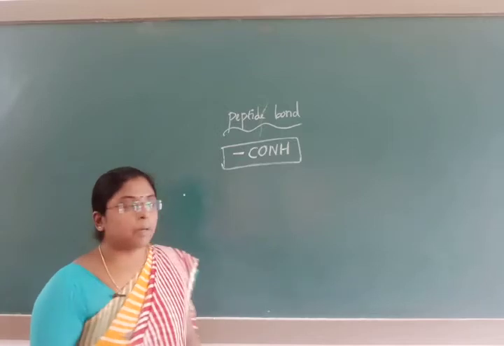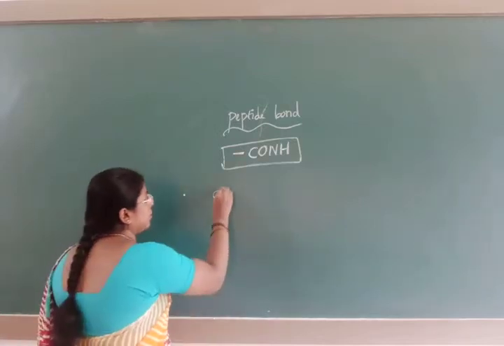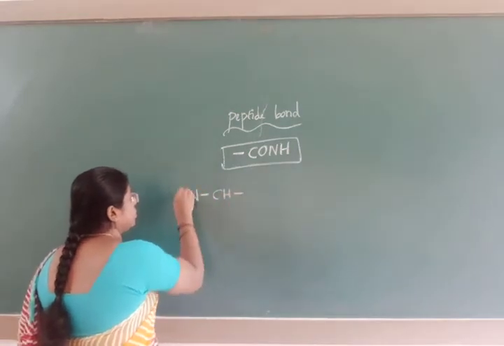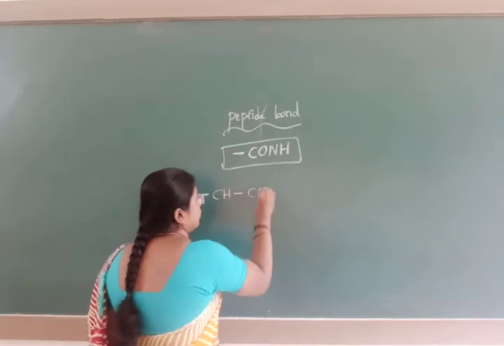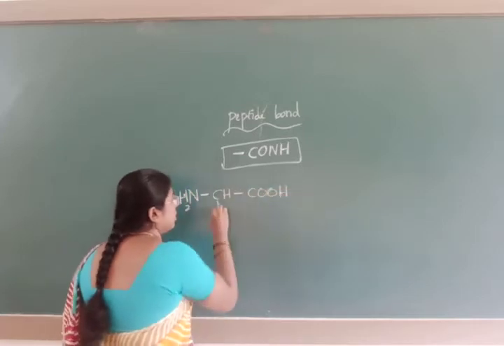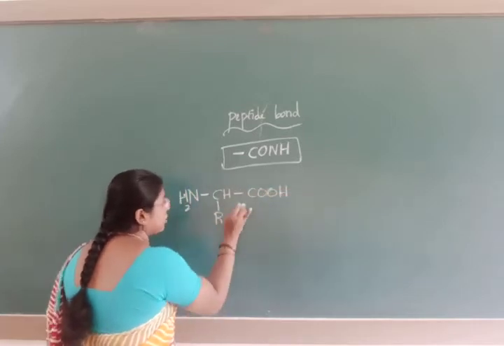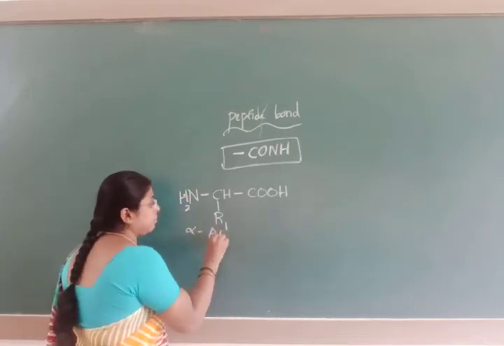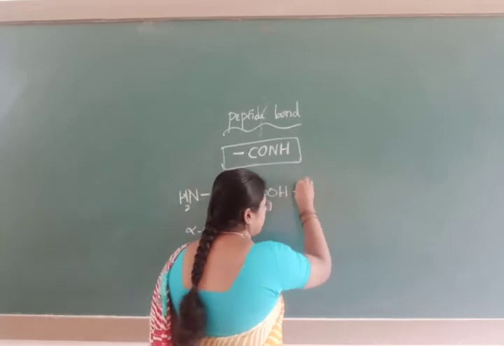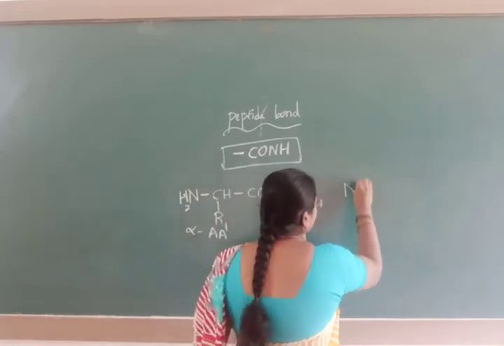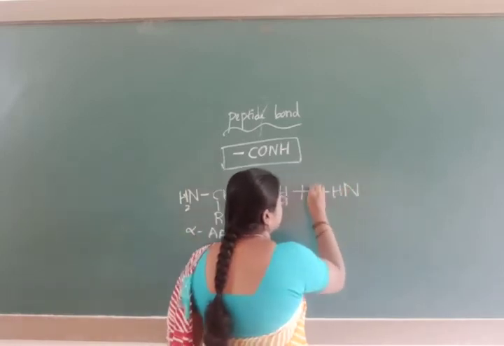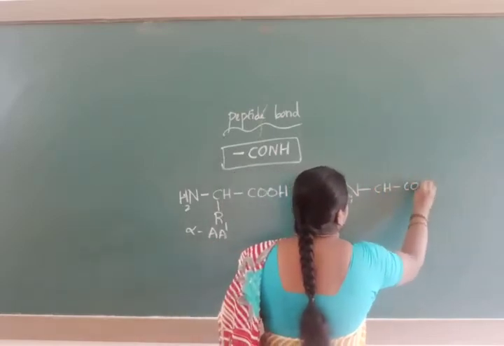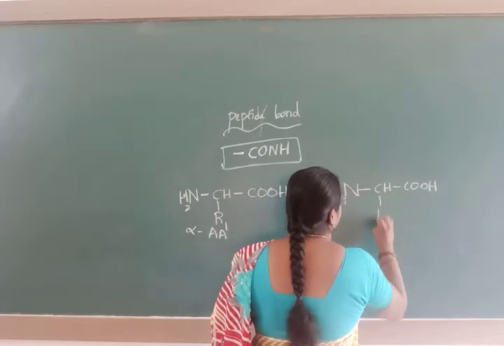Here if I take an example for one amino acid, the general formula we write as NH2-CH(R1)-COOH. Let us say it as R1, one alpha amino acid. Here it reacts with another alpha amino acid. Let us write it as NH2-CH(R2)-COOH.